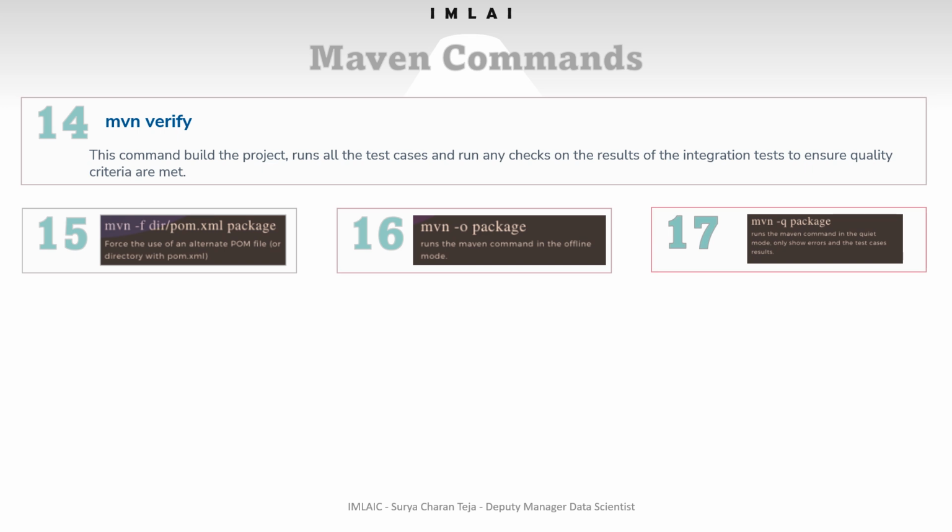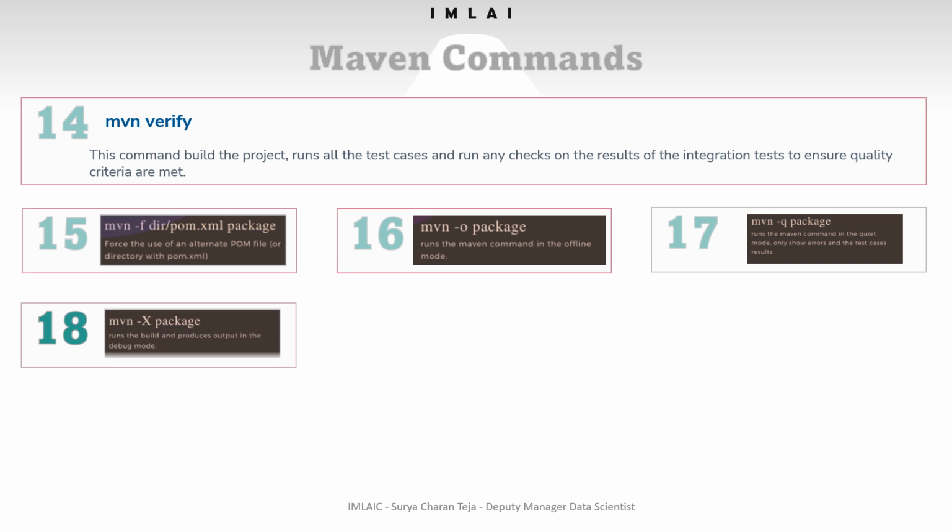Then we have mvn -q option package. This runs the Maven build in the quiet mode. Only the test cases, results and errors are displayed. That's all. Rest all logs won't be displayed on the display. Then we have mvn -X option package. It prints the Maven version and runs the build in the debug mode. It's opposite to the quiet mode, and you will see a lot of debug messages in the console.